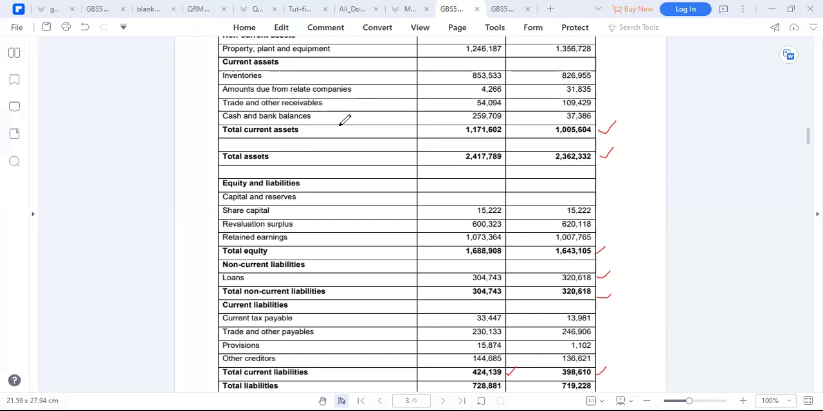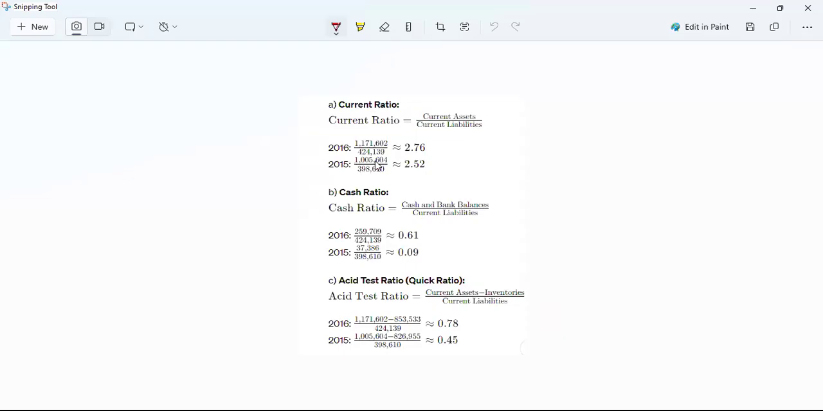Current assets 1005 over current liabilities 398. So this is 1005 over 398. We're seeing these are the two figures, 2016 and 2015. Both of them are above what? 2. So these are good.